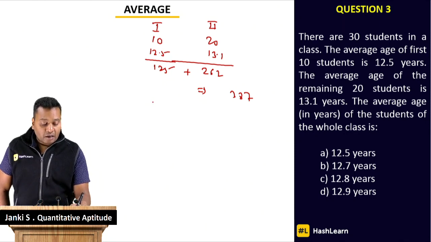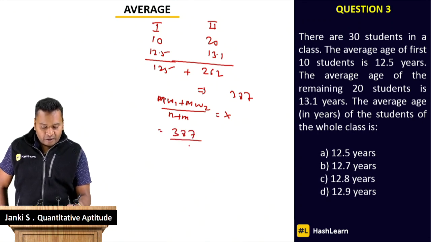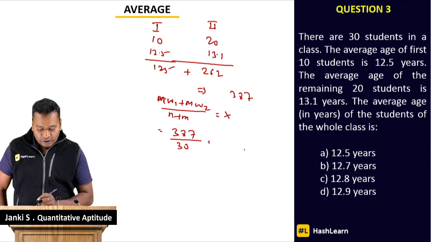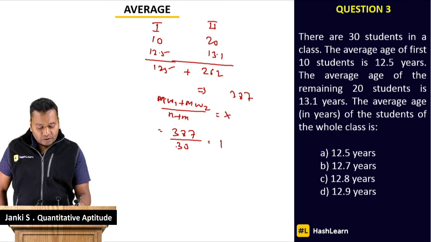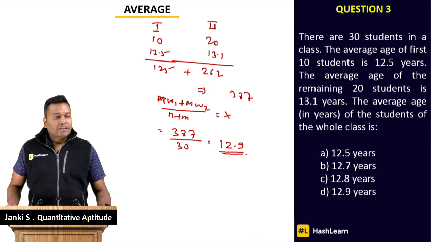So my weighted mean is what? It's nothing but (n1 × w1 + n2 × w2) divided by (n1 + n2), the weighted mean, right? So the summation is 387. I am dividing it by how many people there are. 30 people are there. So my value is how much? Let's calculate. 12.9 is the value here.